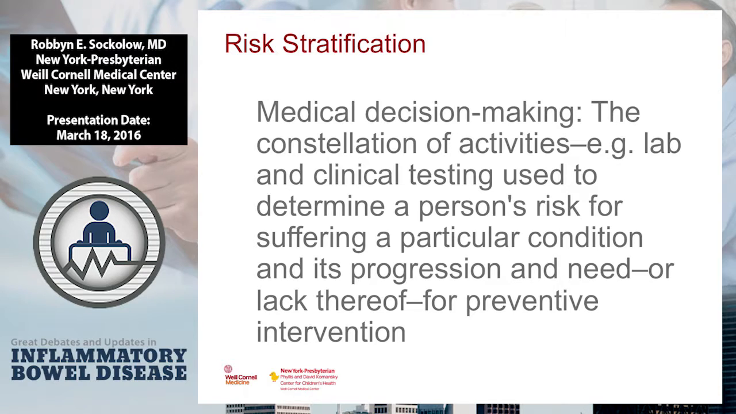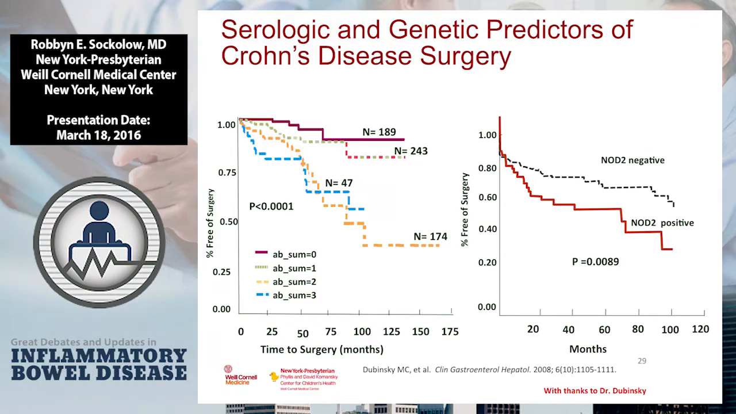So we call this risk stratification. Families want to know, if I'm going to put my child on a medicine, does their presentation really warrant this? And so this is part of our medical decision making. It's a constellation of activities where we take labs and some clinical testing, and we want to determine that patient's risk for developing that particular condition and its progression or lack thereof. And so that may help us in understanding which patient we would recommend for biologics versus maybe immunomodulators.